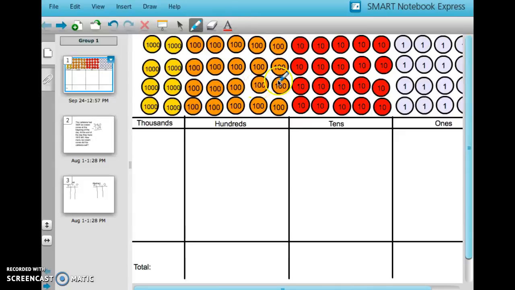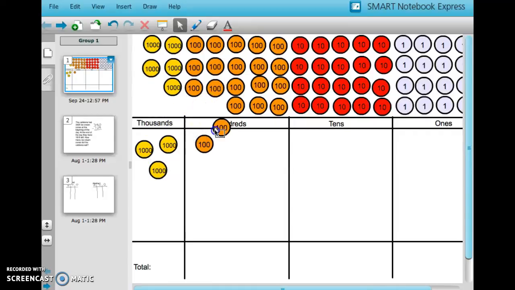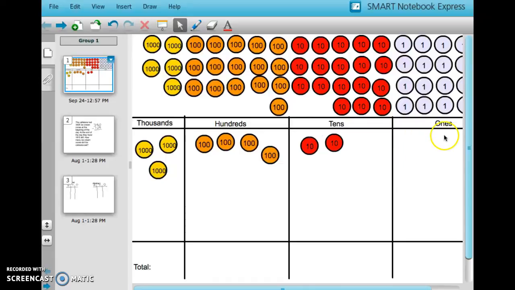So by looking at the concrete model here, we can start by clicking on the first number, 3,420. We're going to move 3 of the 1,000 value chips into the thousands place, which gives us 3,000. We're going to move 4 of these chips into the hundreds place, which gives us 400. We're going to move 2 of these chips into the tens place, and then we have nothing in the ones place. So 3,420.